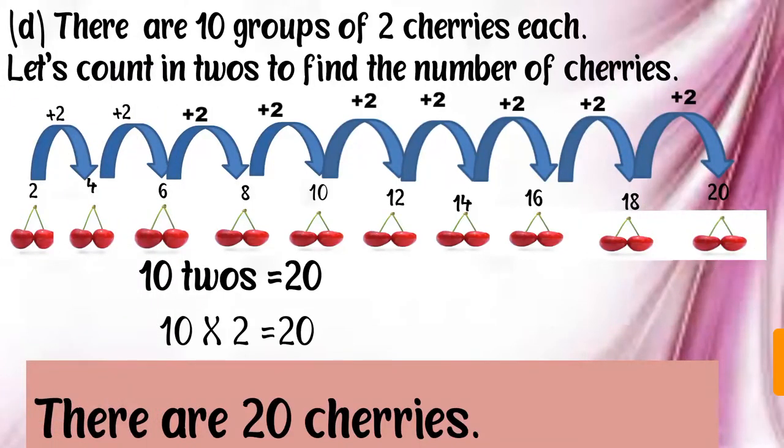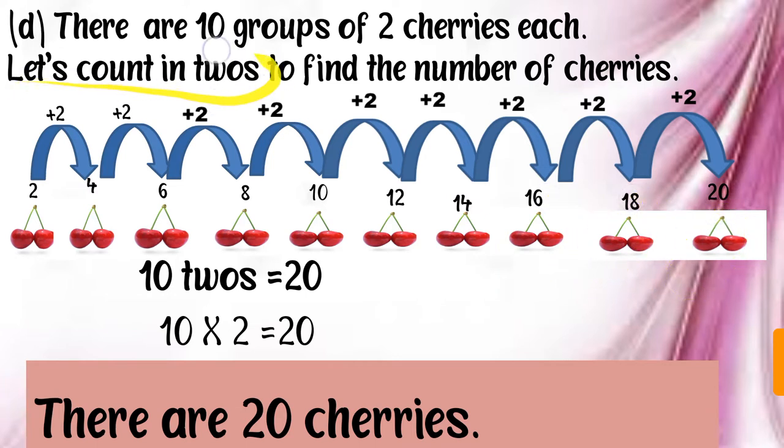Now there are 10 groups of 2 cherries each. So look everyone, how many groups are here? 10 groups. Let's count the groups: 1, 2, 3, 4, 5, 6, 7, 8, 9, 10. There are 10 groups of 2 cherries each. Each group is having 2 cherries like this: 2, 2, 2, 2, 2, 2, 2, 2, 2 and 2.